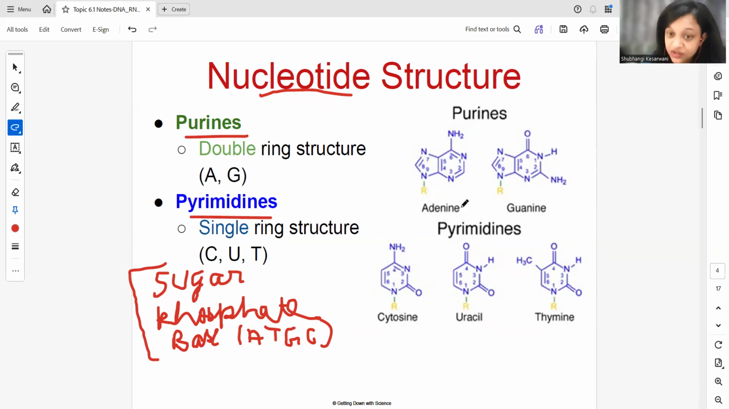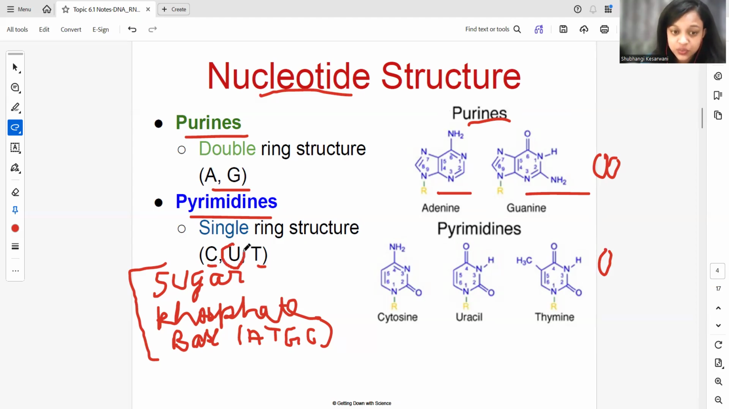In the structure, you can see the difference. In purine, there is a double ring like structure. Double ring as in like this. But in pyrimidine, it is just a single ring, right? Purines are a bigger, double ring structure, and purines include A and G, meaning adenine and guanine, and pyrimidines include cytosine, thymine.